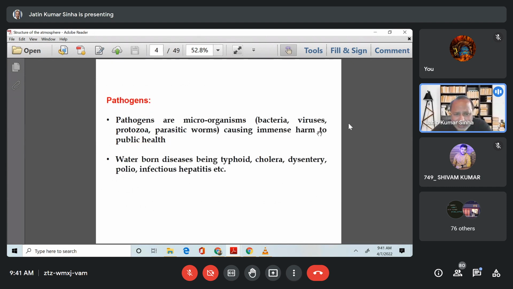Then the pathogens. Pathogens are microorganisms. In this category, you have bacteria, viruses, protozoa, and parasitic worms. These are very harmful for human health, due to which we may have different types of diseases like typhoid, cholera, dysentery, polio, and infectious hepatitis. All these diseases can happen due to these pathogens, which come under these organic pollutants.